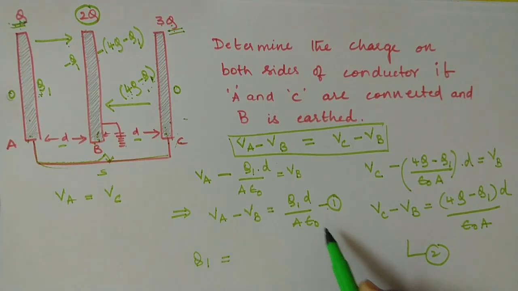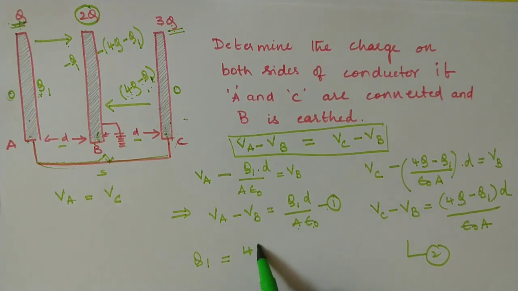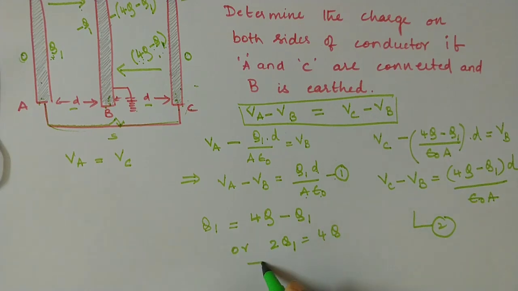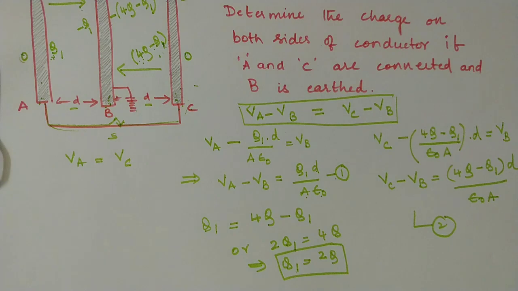Q1, D and epsilon naught A will anyway get cancelled. Should be 4Q minus Q1, or 2Q1 is equal to 4Q. Implies what is Q1 equal to? 4Q by 2, that is 2Q. Okay, now we have got the charge Q1 as 2Q.